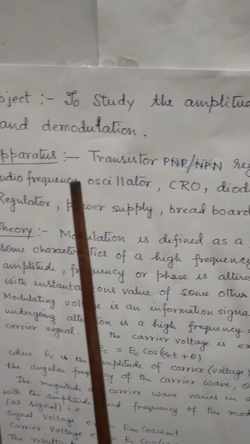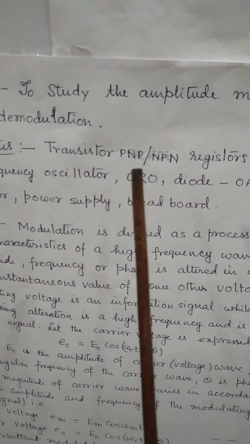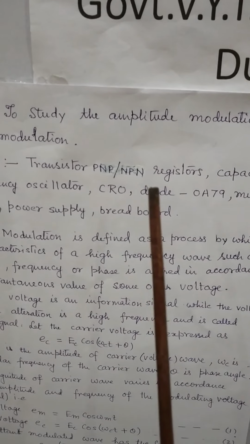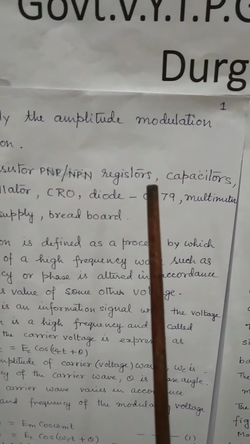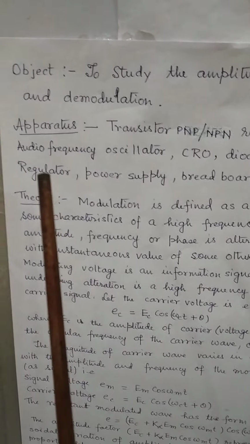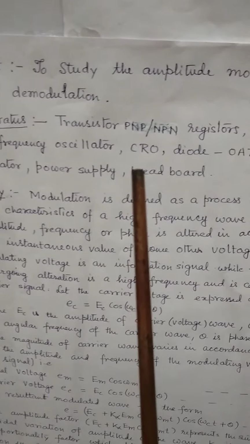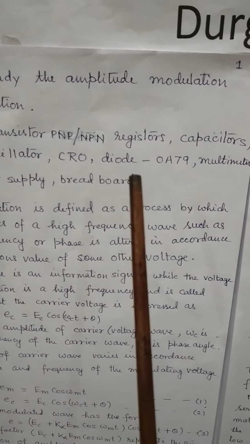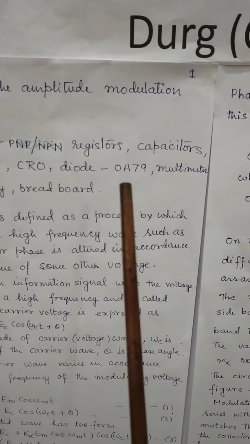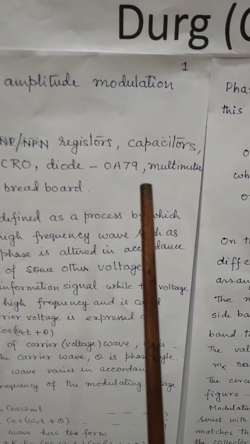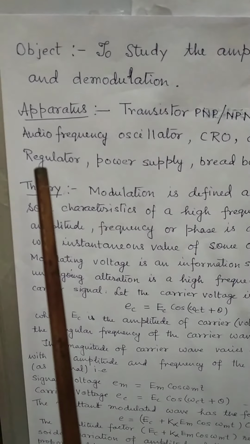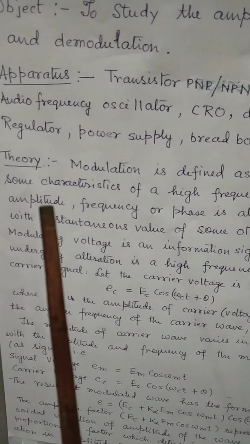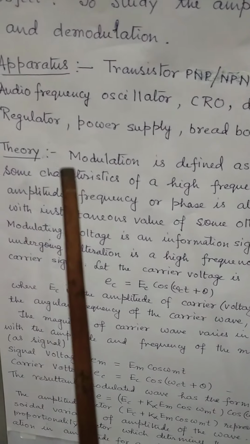Now the apparatus required: transistor, either PNP or NPN. We have used a PNP transistor in this case. Resistors, capacitors, audio frequency oscillator, CRO, that is cathode ray oscilloscope, diode. We have used OA79, multimeter, regulator, power supply and breadboard. Now let us discuss the theory.